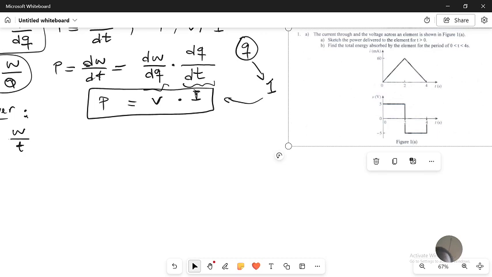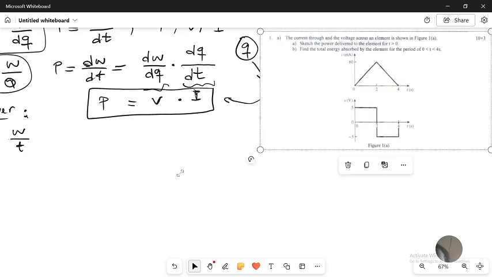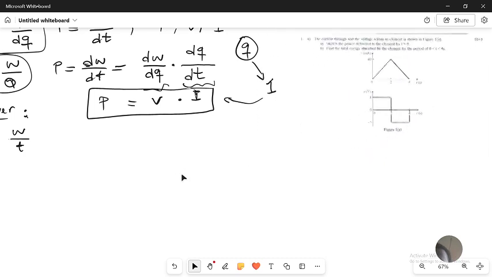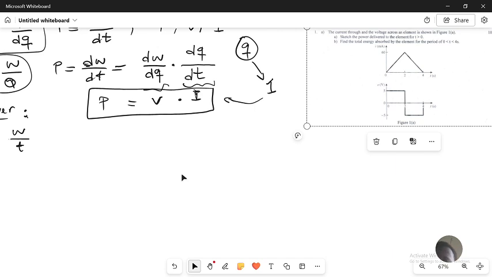In this example, he told us the current throughout and the voltage across an element. We have an element, but we don't know what it is. Sketch the power delivered to the element for t greater than 0. We want to find the power.